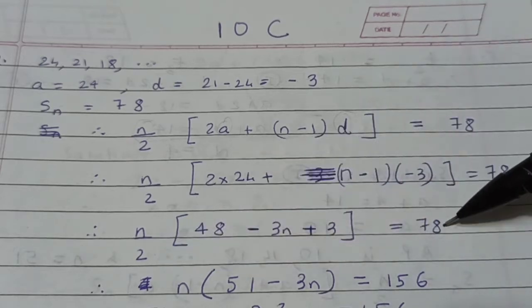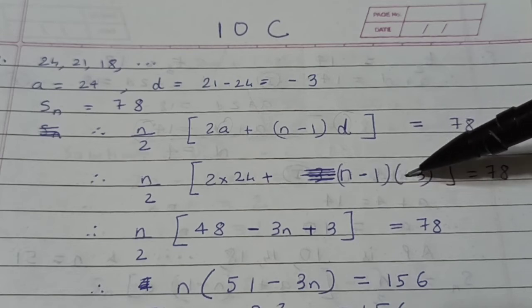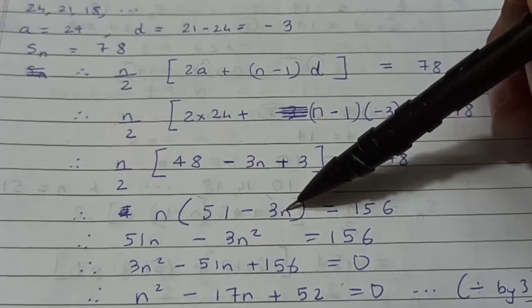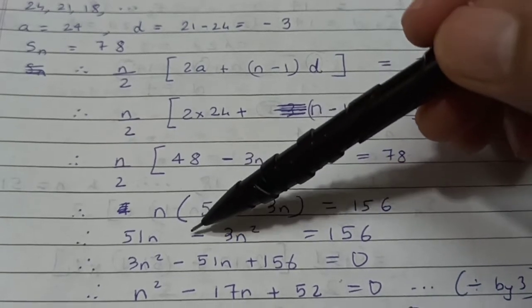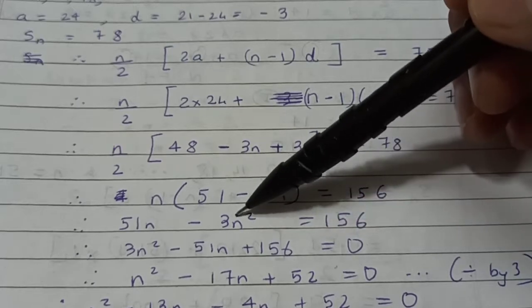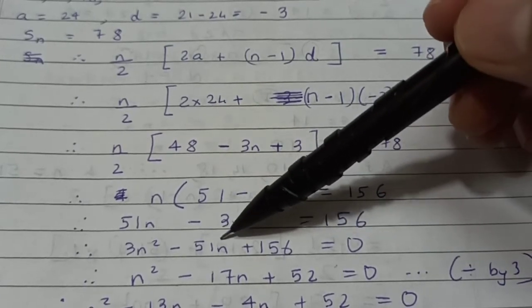2 will go up here. Open the brackets. Be careful about the signs. Distributive multiplication. Again open the brackets. You'll get a quadratic equation. It's 3n squared. I shifted it on the RHS. Splitting the middle term.